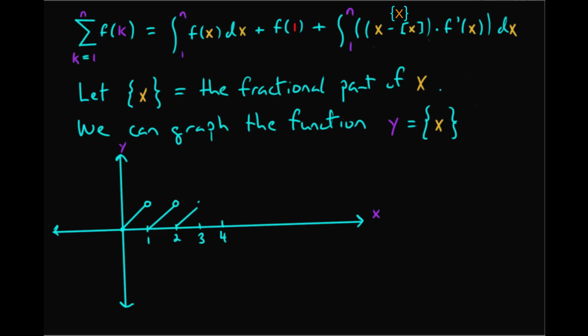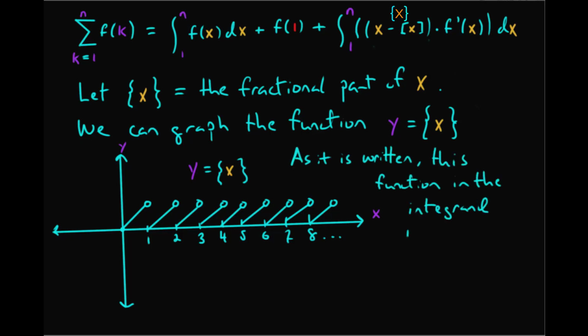And then it starts increasing again along a line parallel to the line y equals x. So when x equals 1.1, y equals 0.1. When x equals 1.5, y equals 0.5. When x equals 1.9999999, y equals 0.9999999. And as soon as x equals 2, wham, the function drops back down to 0 again, the y value I mean. And that process repeats itself. So this is actually a periodic function. It has a period of 1. And so that's what the function y equals the fractional part of x looks like, which in our integral as it's written is multiplying f prime of x.